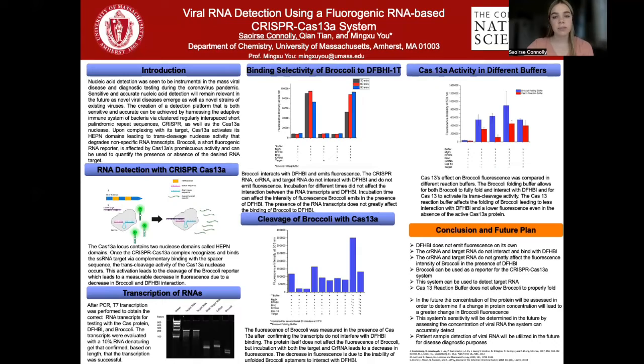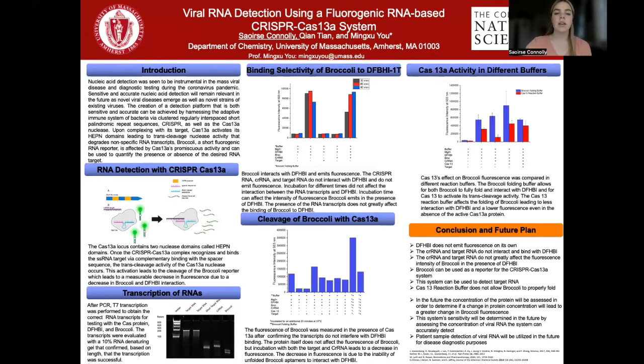The broccoli folding buffer allows for the broccoli aptamer to interact with its target as well as for the complex to fully activate. Despite allowing nuclease activity, the Cas13 reaction buffer does not allow for the broccoli aptamer to fully fold and function properly. Therefore, it is not the best buffer choice for future experimentation and optimization for an accurate system.